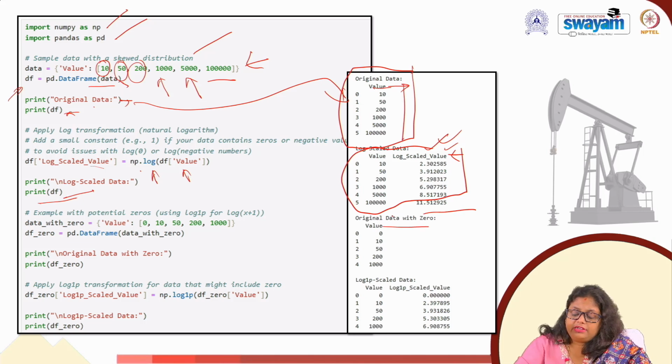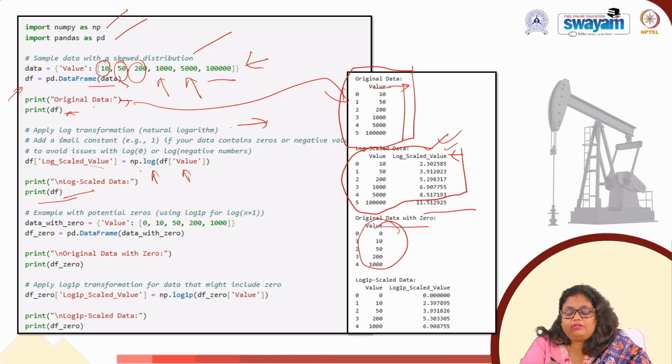Another scenario is when the data has zero values. Now the data has a zero value. In this case, if you read this comment, apply log transformation, natural logarithm, add a small constant, 1, if your data contains 0 or negative values.